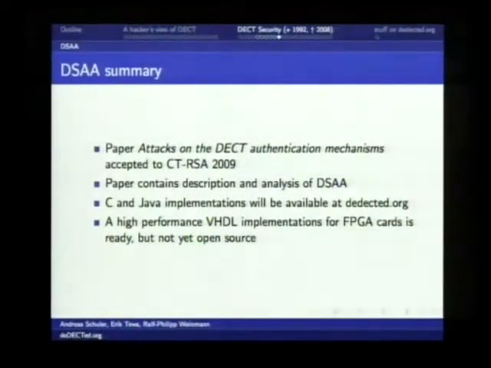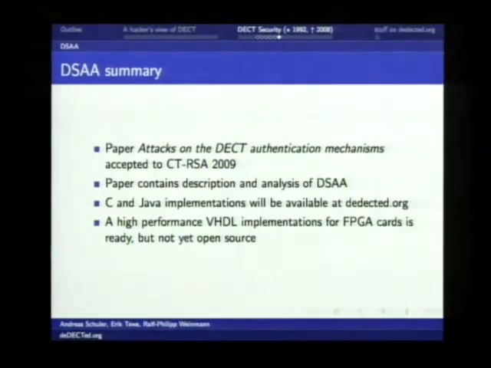As a summary, we have written a paper about this, attacks on the DECT authentication mechanism, and this paper will be presented at CT-RSA next year in San Francisco. The paper contains a description and analysis of DSA. It contains pseudocode of DSA, so you get everything you need to implement DSA yourself. We have C and Java implementations of the cipher, which will be soon available at dect.org. And we also have a high-performance VHDL implementation for FPGA cards of the cipher.